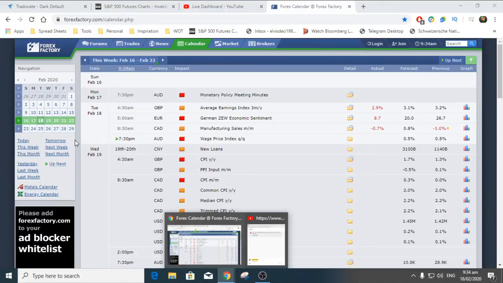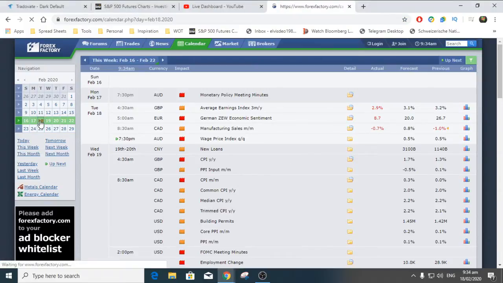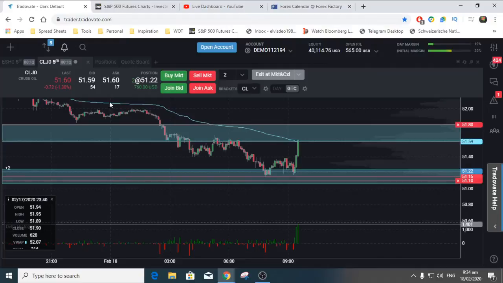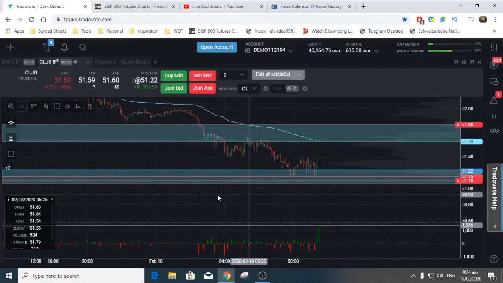Alright, so you can see the jobs number came in way below, Canadian manufacturing came a little bit short this morning, and average earnings dropped on. So you can see this 5 a.m. was my trigger time. Labeled it in on the trade plan.